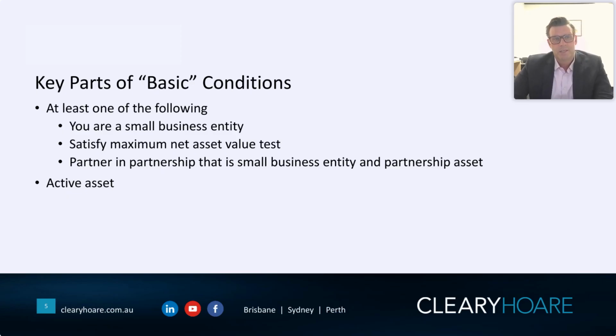And then we also need to satisfy the active asset test. So our asset is held for use, held ready for use, or is used in a business of either the taxpayer or a related entity. And there are some ownership or usage periods: at least half of its ownership period, or more than 7.5 years if it's been held for more than 15 years. Those are our basic conditions and the things that you return to time and time again as the first step in working out whether a client can access the small business CGT concessions.